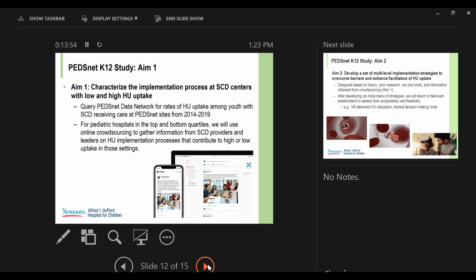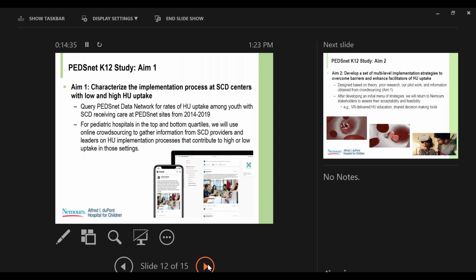So all of that work that we did over the past year really informed the design of my PEDSnet K-12 study, which I'm conducting now, which aims to characterize the implementation process at sickle cell disease centers nationally with low and high hydroxyurea uptake. To do that, we built a query within the PEDSnet data network, and we're waiting for that to be reviewed and executed. Essentially, we're going to do the same thing that we did at Nemours, but looking at all PEDSnet sites: those who are eligible for hydroxyurea and how many are actually getting it.